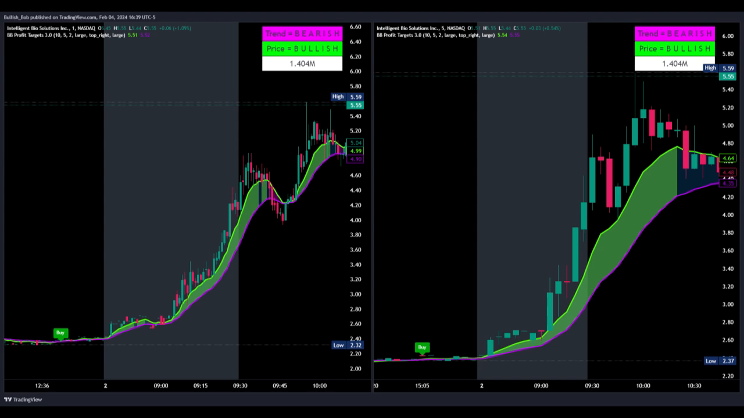Strategy for entry. Using a 1 minute and 5 minute chart, once we close above the bearish and bullish cloud, and we can see that we have a green cloud, this is a buy signal. This is an entry.